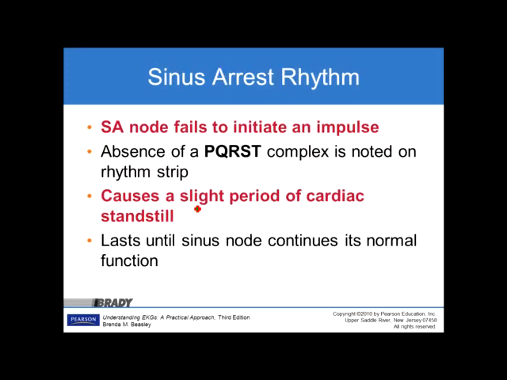Sinus arrest rhythm. The SA node fails to initiate an impulse. Absence of a PQRST complex is noted on the rhythm strip. Causes a slight period of cardiac standstill. Lasts until the sinus node continues its normal function.